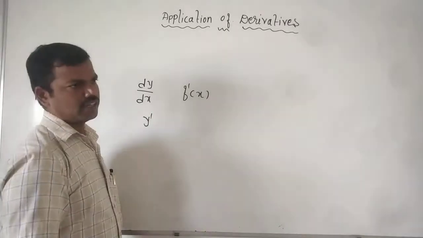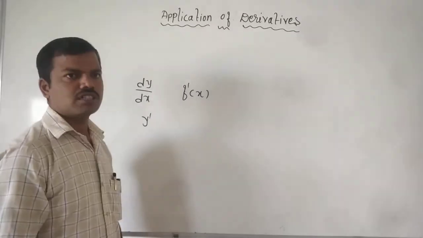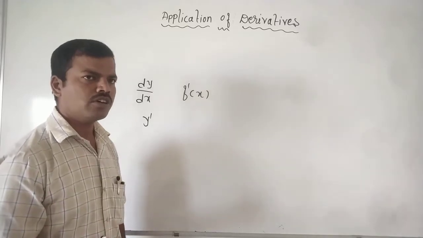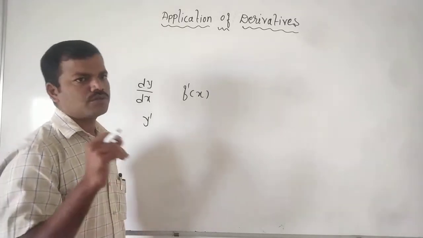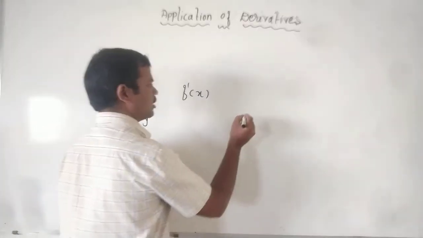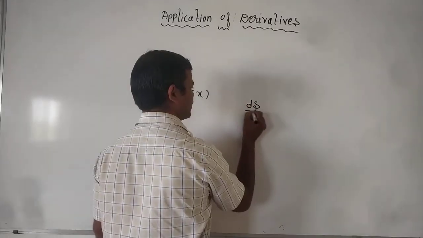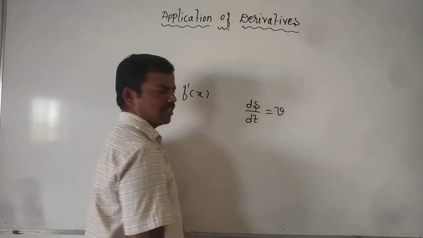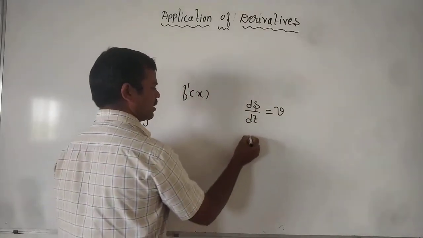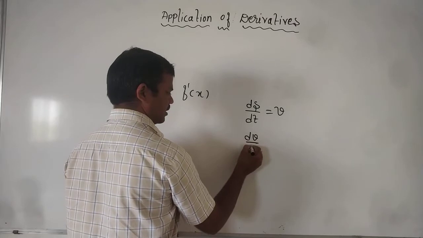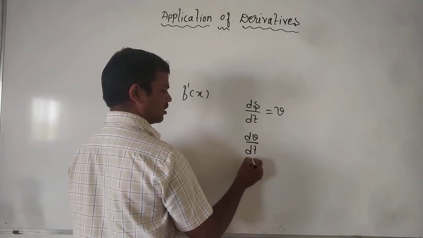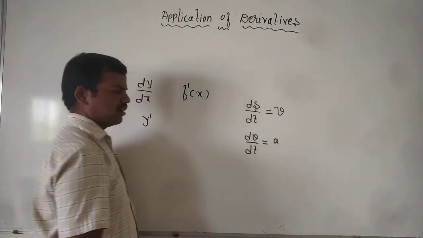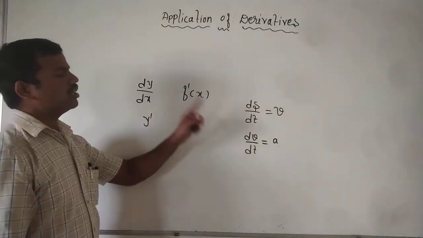Where are we applying this? For example, first, velocity. Velocity is nothing but the rate of change of distance with respect to time, which we call ds by dt, indicated by the velocity v. And again, dv by dt: the rate of change of velocity with respect to time is nothing but the acceleration. So these are applications of this derivative.